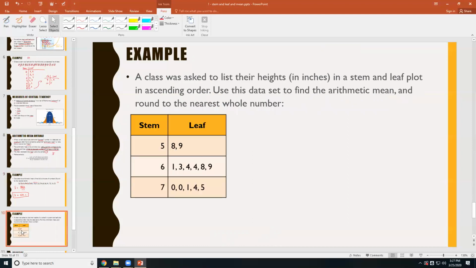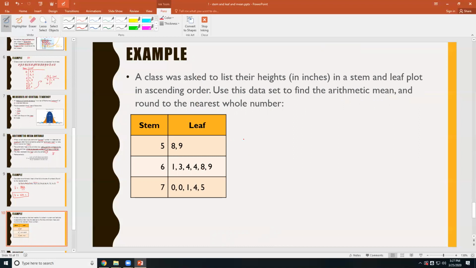Next example. A class was asked to list their heights in inches in a stem and leaf plot in ascending order. Use this data set to find the arithmetic mean and round to the nearest whole number. So once again, we want to find the mean of this data set. Notice these are people's heights represented in a stem and leaf plot.